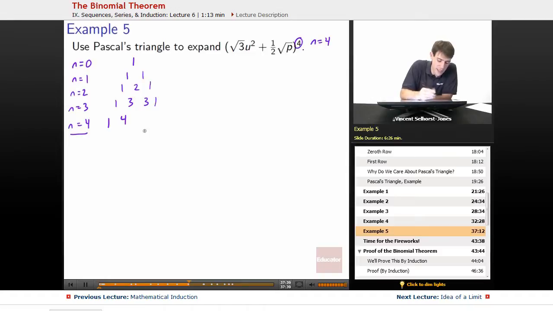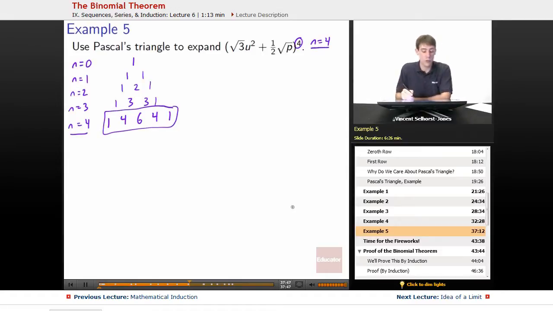Finally, the row that we actually care about: 1, 4, 6. 3 plus 3 is 6. 3 plus 1, 4, and 1. Great. So that's the row that we will actually wind up using because our n equals 4. So that we don't wind up getting cramped, I'm going to do the expansion down here.